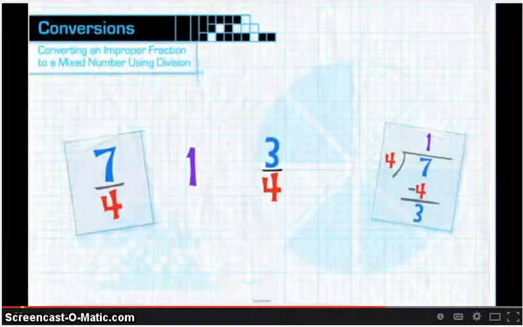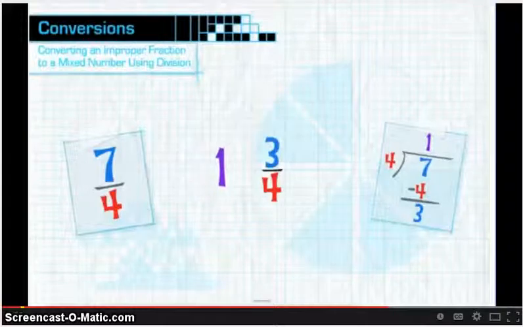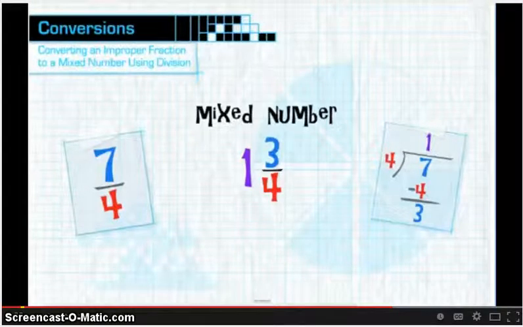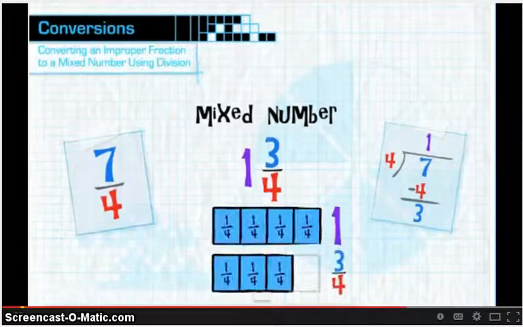Now, all you have to do is put the whole number 1 with the remaining fraction, and you have the mixed number 1 3/4. The very same mixed number you got when you used the fraction bar model.